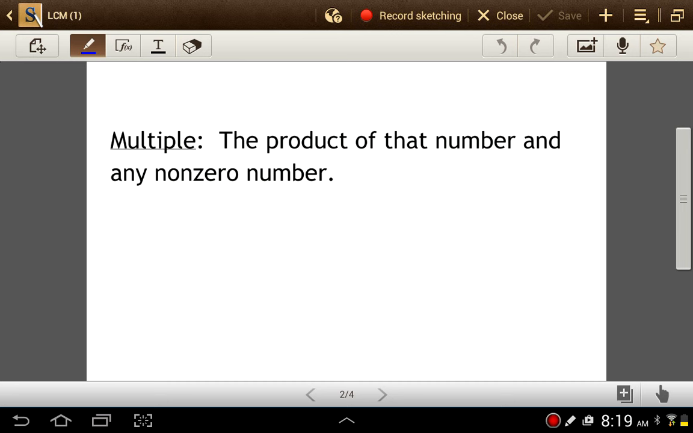Okay, we have one definition, and that is a multiple. The multiple is the product of that number and any non-zero number. So if I want to know the multiples of 5, for example, then I would do 5 times a non-zero number. The first one would be 5 times 1, which is 5, then 5 times 2, which is 10, then 5 times 3, which is 15. So these are the multiples of 5.